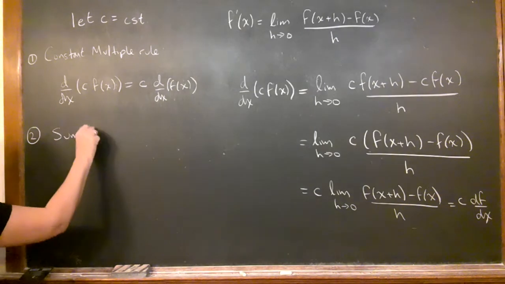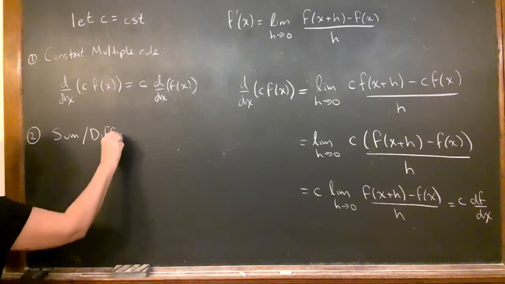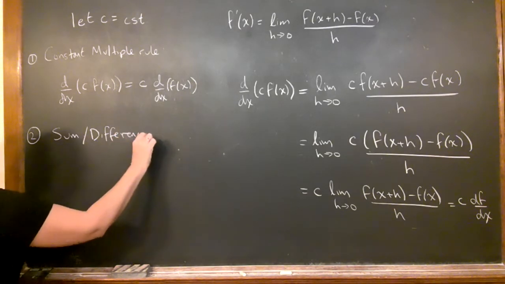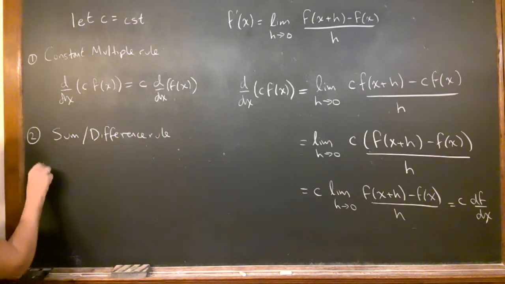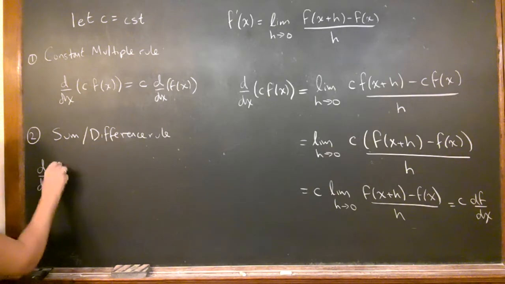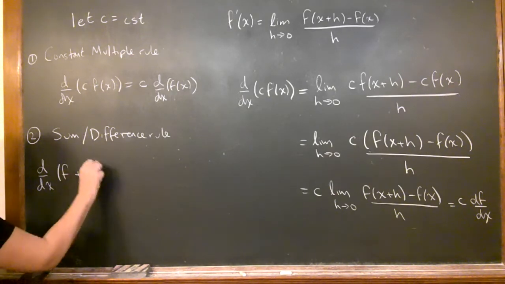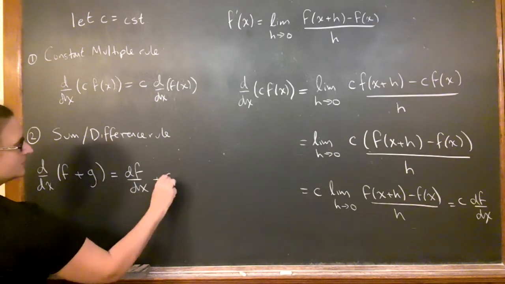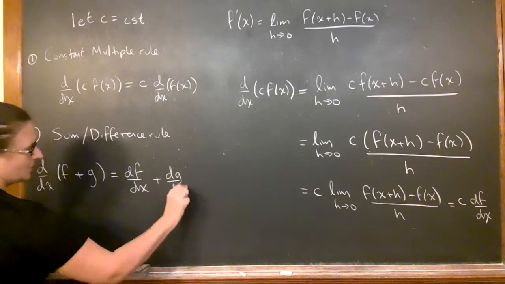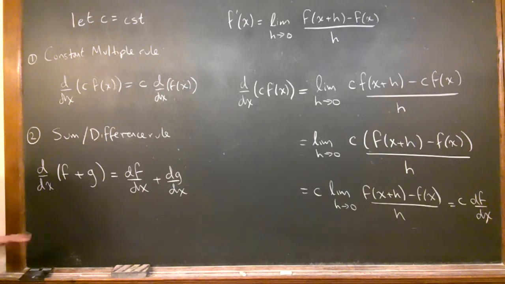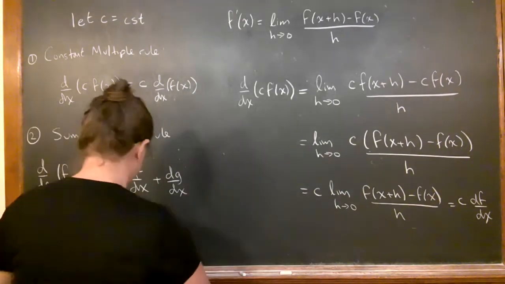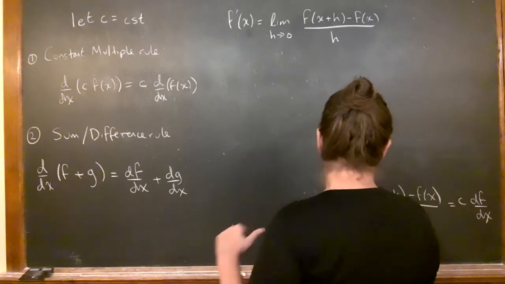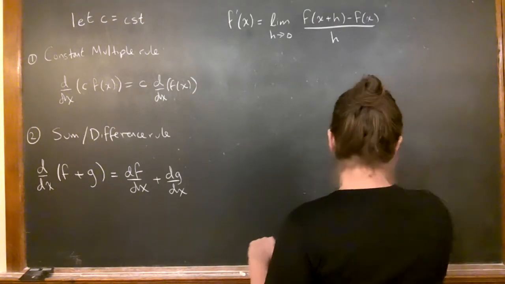And then the second rule, it's actually two rules, sum and difference rule, but I'm putting them together just because it's easier to remember. And that's going to tell me that the derivative of f plus g is the derivative of f plus the derivative of g. Okay? So, which is great. Very easy also to prove. So we'll go through that real quick, just so you have some idea.